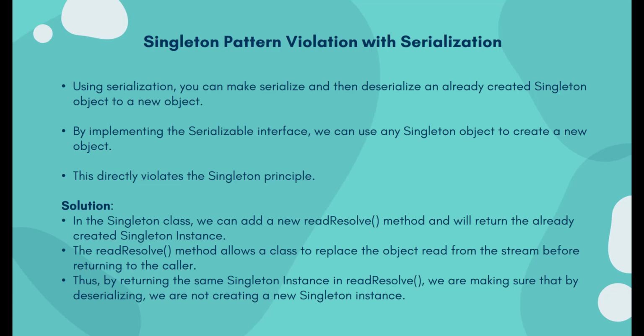The last way to perform a singleton pattern violation is by using serialization and deserialization. Using serialization, you can serialize an object and then perform deserialization on the same to create a new object. So by implementing the serializable interface, we can take any singleton object and create a new object out of it. This directly violates the singleton principle. Let's see how this is done and how we can resolve it.